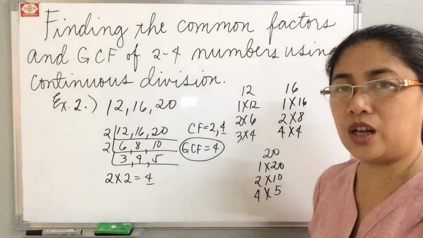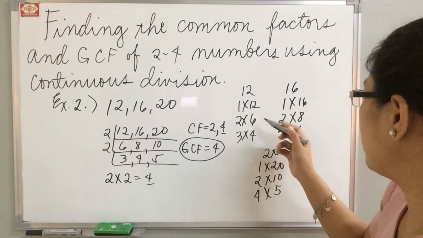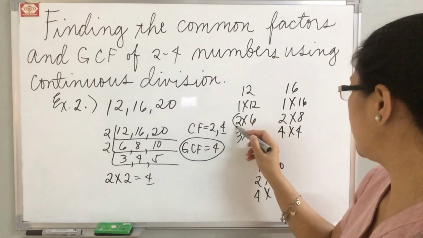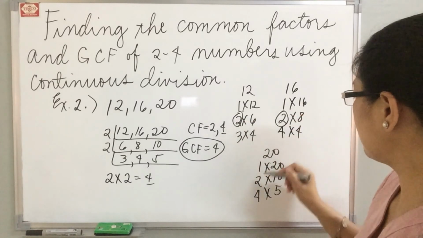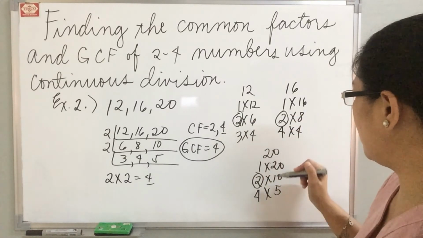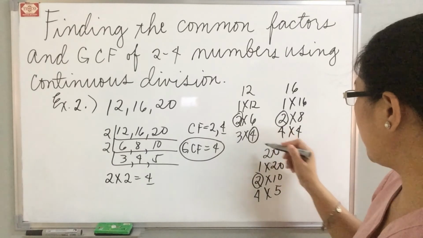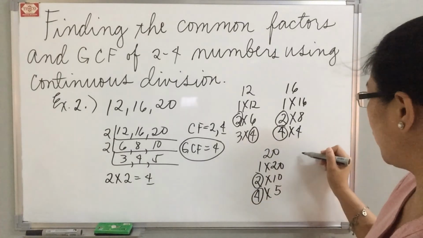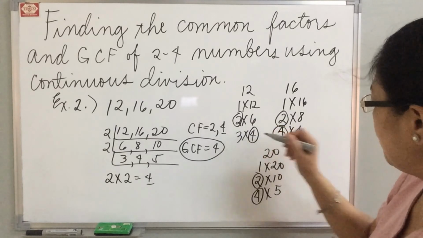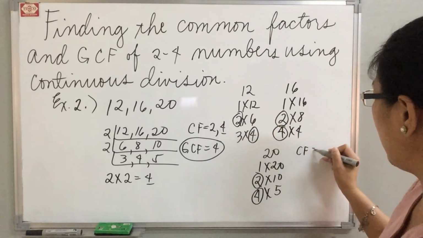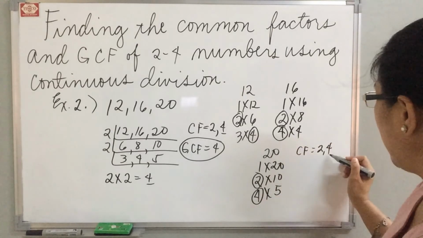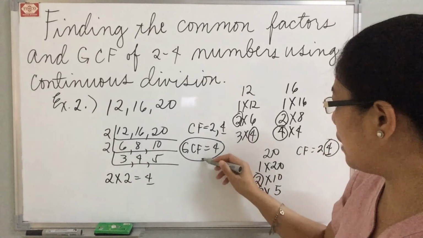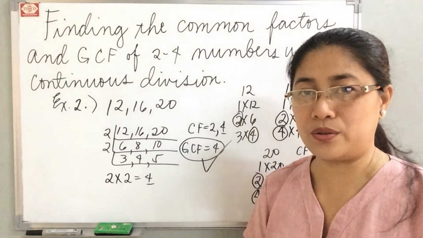And then encircle the common factors. So let's look at the common factors again. Let's not include 1. We have 2. We have 2, yes. 3, do we have 3 here? None. 4. Yes, we have 4. We have 4 here and 4 here. So the common factors are 2 and 4. And the greatest or the largest common factor is 4. So therefore, our answer here also is correct.